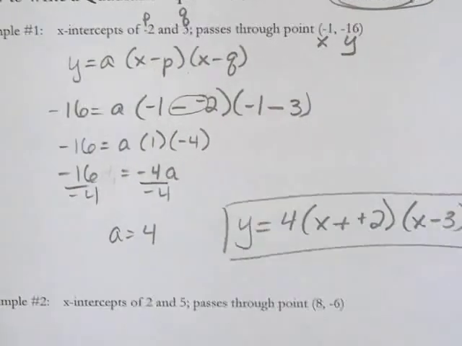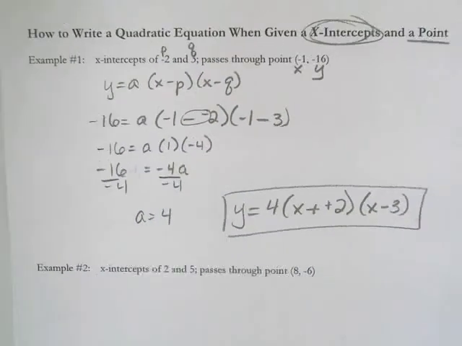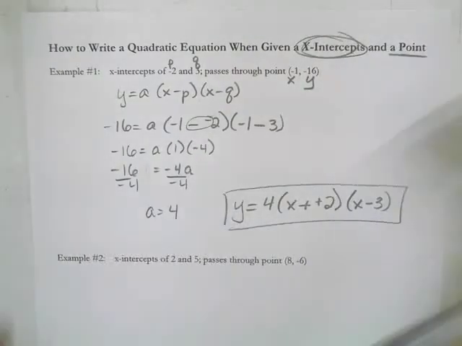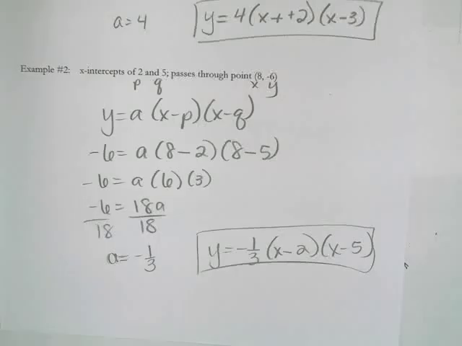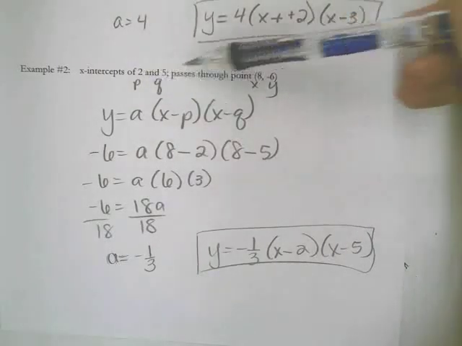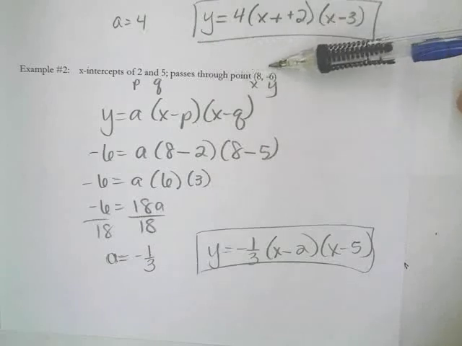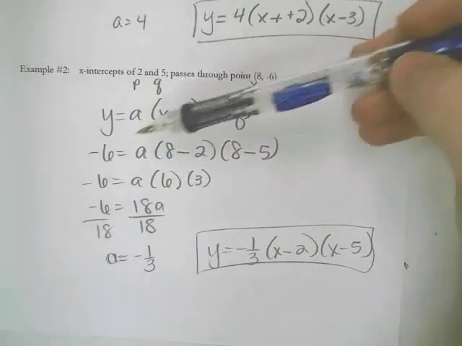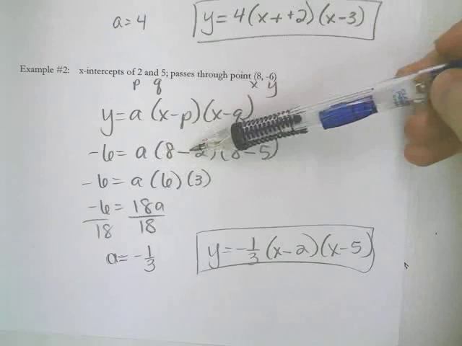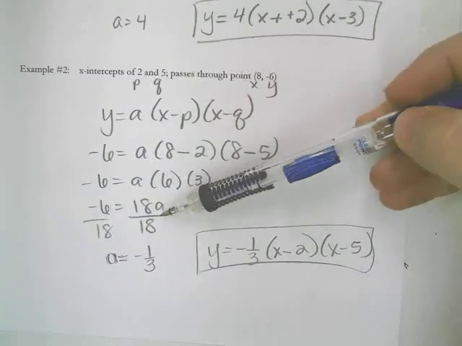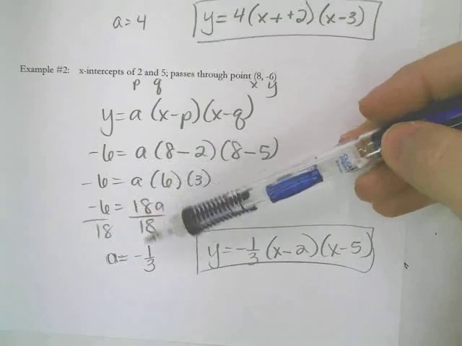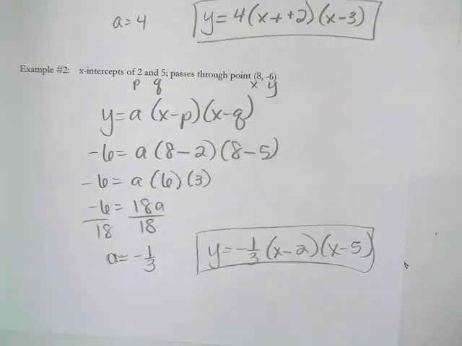Okay, so I'm going to put our little Dora pause on so that you can get caught up, and then that way you could try example 2. Okay, so looking at this, I knew my P and Q was 2 and 5, my X was 8 and Y was negative 6. And so I plug in my Y, I plug in my X, I plug in my P, I plug in my X, I plug in my Q. I do the math and I get 18a is negative 6, and I divide by 18 and I get negative 1/3. So this tells me that it's stretched and goes down, and then I plug it in here, and that's it.